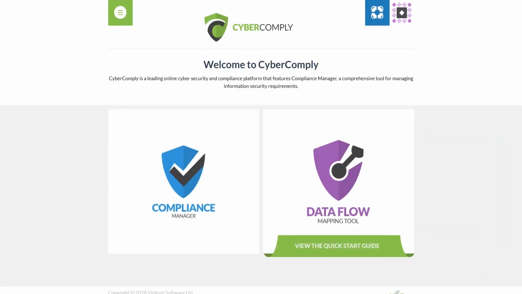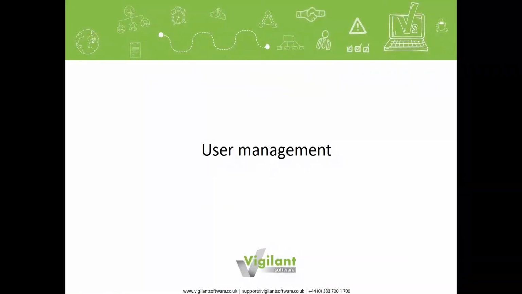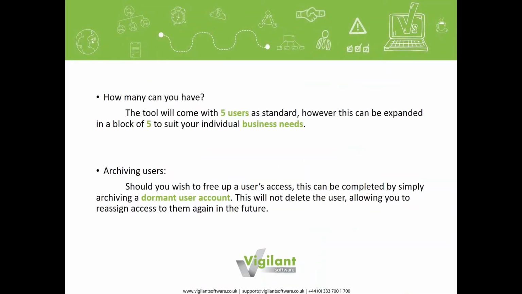Again, we're now going to return back to our dashboard. And we're now going to move on into the data flow map itself. So we've covered off user management. As I've already covered, the tool will allow up to 5 individual users. If you need to have them expanded upon, we can go up in increments of 5, so you can have 10, 15, 20, and so on.